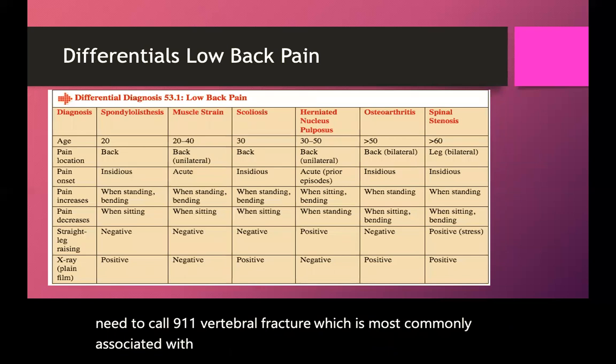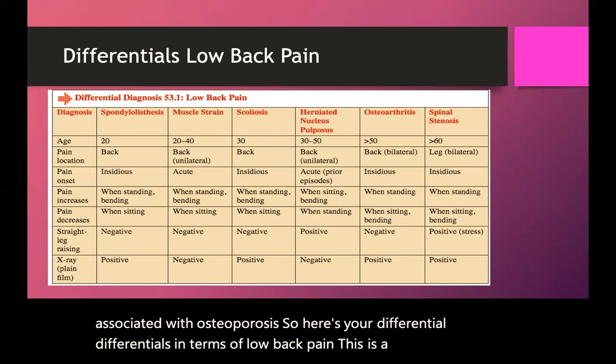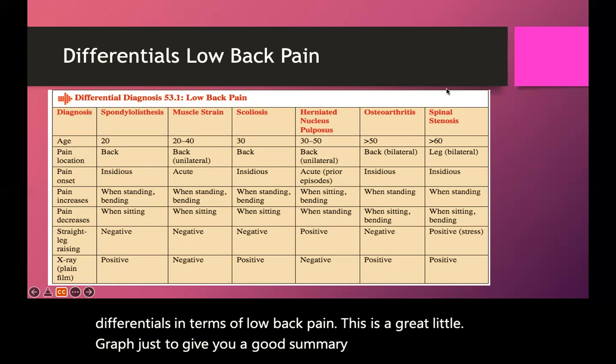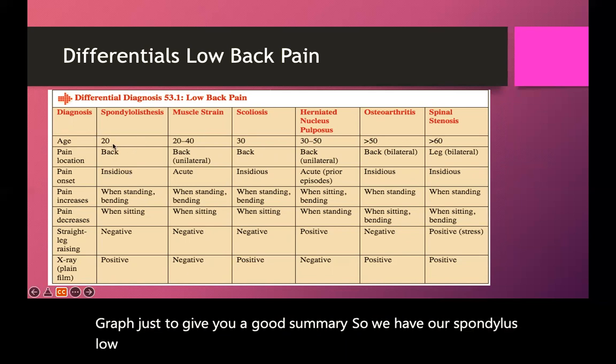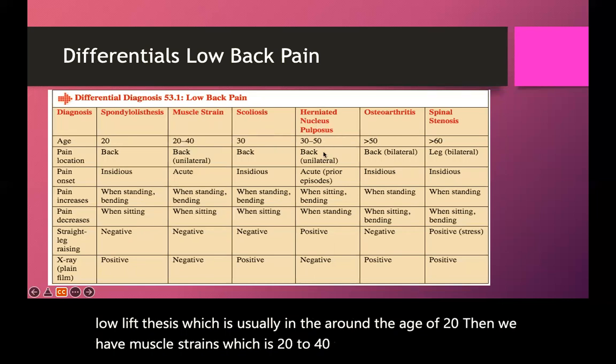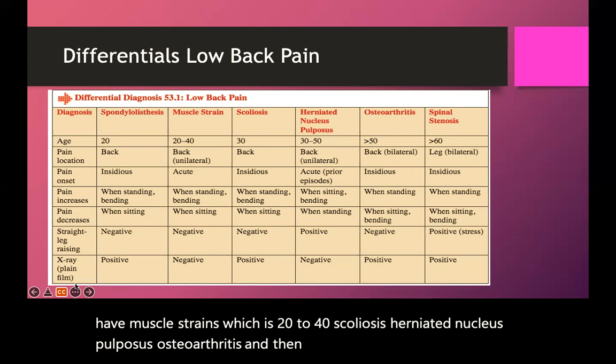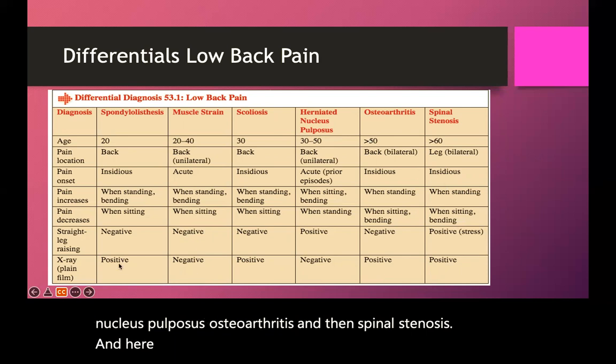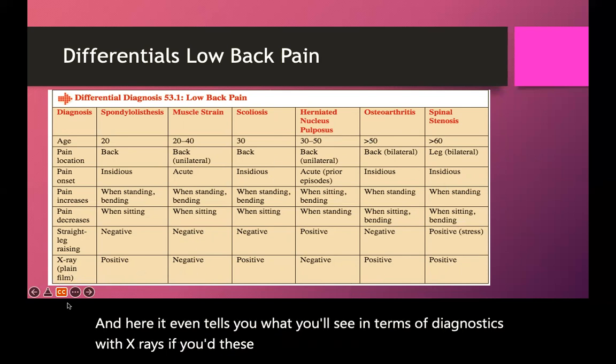So here's your differentials in terms of low back pain. This is a great little graph just to give you a good summary. So we have our spondylolisthesis, which is usually around the age of 20. Then we have muscle strain, which is 20 to 40, scoliosis, herniated nucleus pulposus, osteoarthritis, and then spinal stenosis. And here it even tells you what you'll see in terms of diagnostics with x-rays, if these will come positive or negative. So like a muscle strain, you're not going to see in an x-ray.